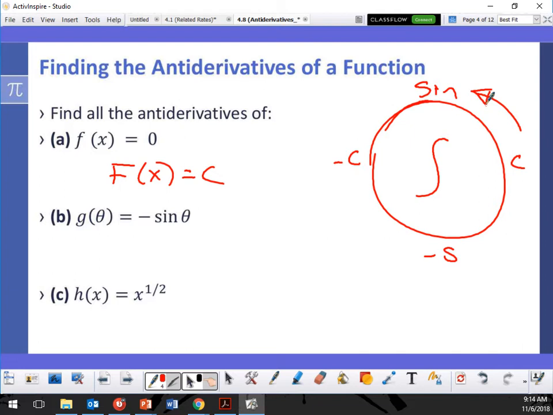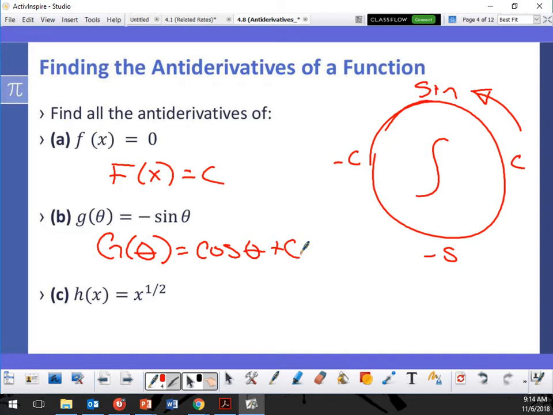So integrands actually go the other way. Derivatives go clockwise, antiderivatives go counterclockwise. So if I'm going in that direction, G of theta would be cosine theta plus C. Pretty basic, right? Está muy fácil.